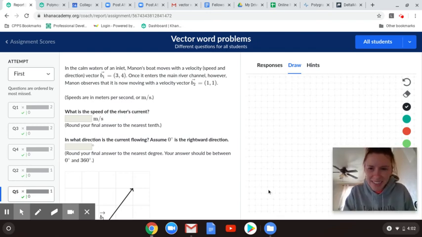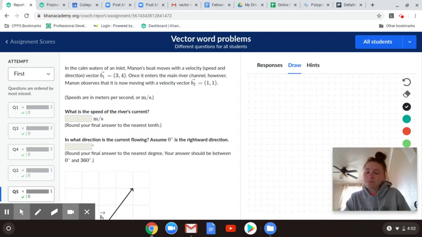Hello, pre-calculus. I wanted to go over this vector word problem because I had a question from a student about it, so I thought I'd go through it. In the calm waters of an inlet, Mannon's boat moves with a velocity, speed, and direction vector b sub 1 equals (3, 4). Once it enters the main river channel, however, Mannon observes that it is now moving with a velocity vector b sub 2, (1, 1).